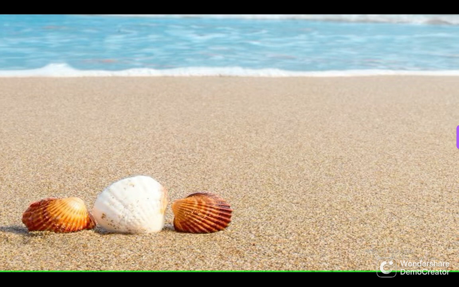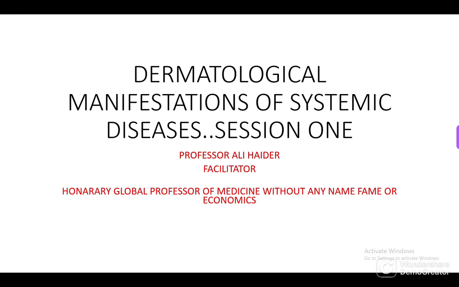For example, there are peripheral stigmata of liver disease, of chronic renal failure, of diabetic neuropathy, and of diabetic autonomic neuropathy, etc. They represent on the skin. So they are called the dermatological manifestations of systemic disease.